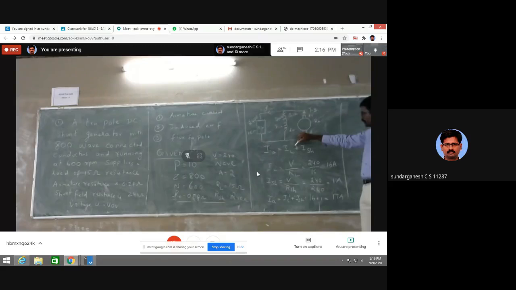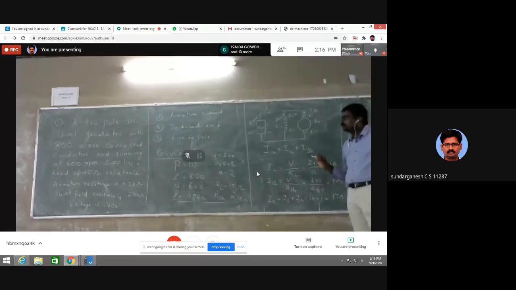So I am finding IL first, and I am finding ISH. IL is V by RL, ISH is V by RSH. V and the resistances are given, so you find the currents. Add these two currents, and I am finding IA, which is the armature current. So I have found only the first step.